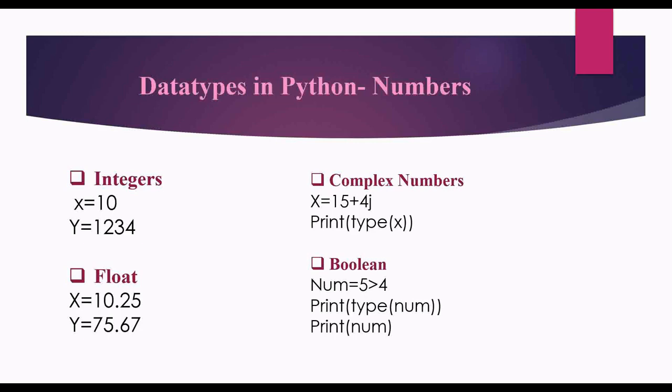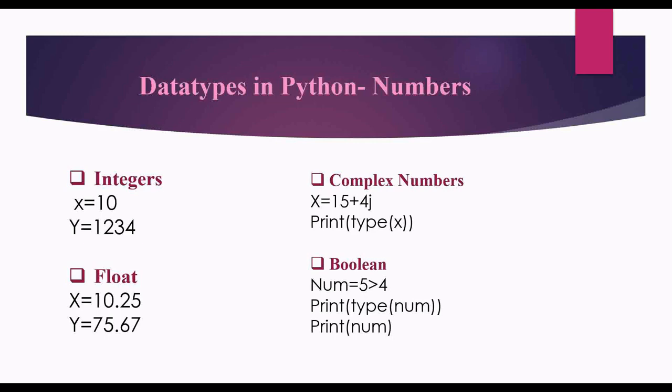Next, second, we have float. We know that float is used to represent decimal point values. Similarly, we are going to write x equals 10.25 and y equals 75.65. Then also, with the help of the type function, we are going to find the data type of that particular variable.